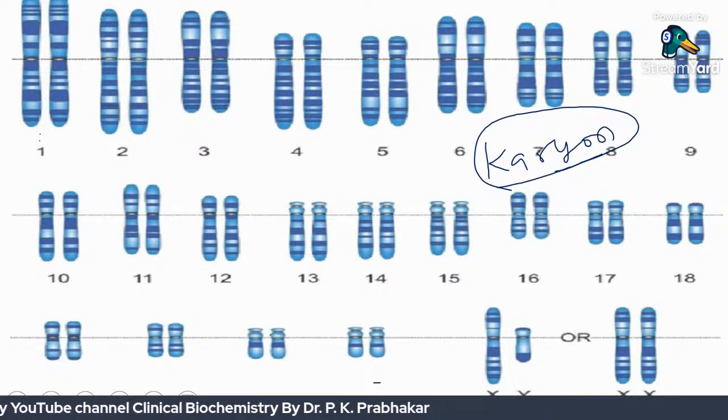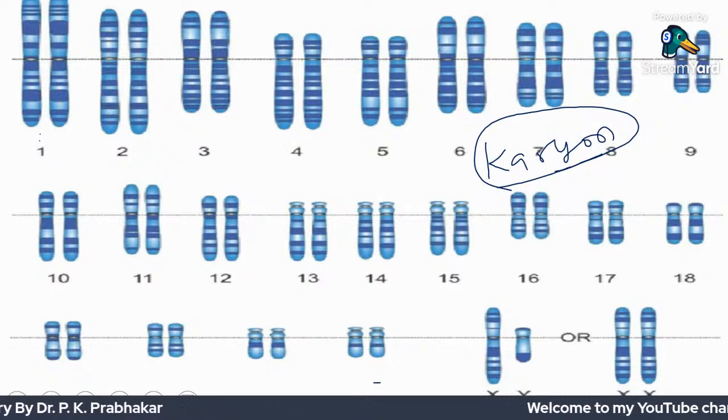The word chromosome was also derived from the Greek word chromos, which means color, and soma, which means body. So there we have chromosome.